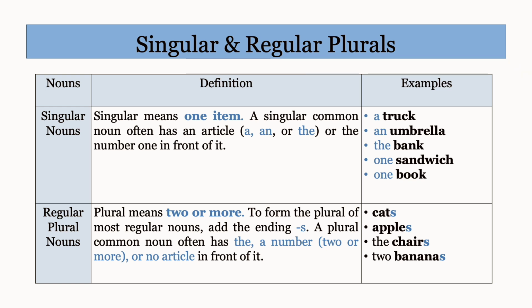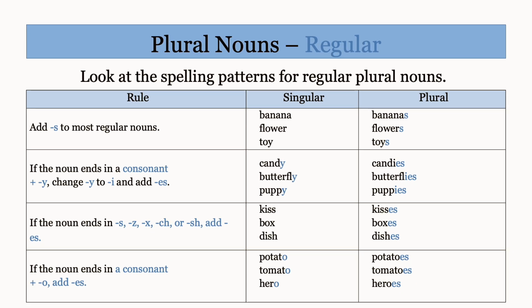For regular nouns, we structurally form the plural by adding an s or es suffix to the base noun, converting one banana, for example, into two bananas. Let's break down the four primary spelling patterns for regular plurals.